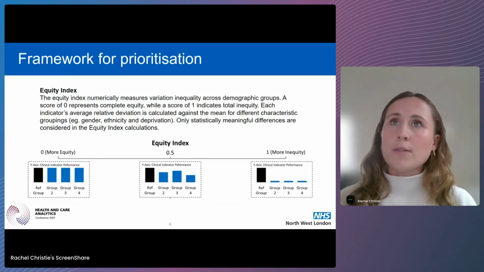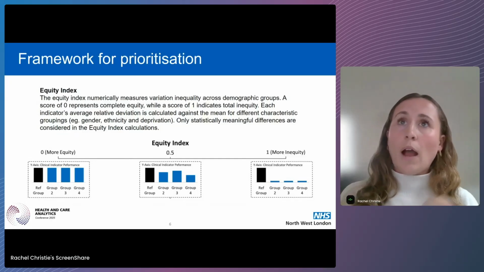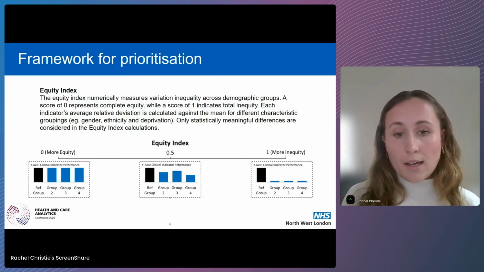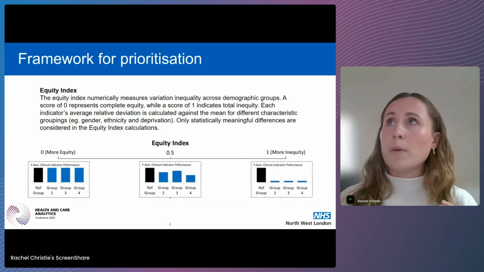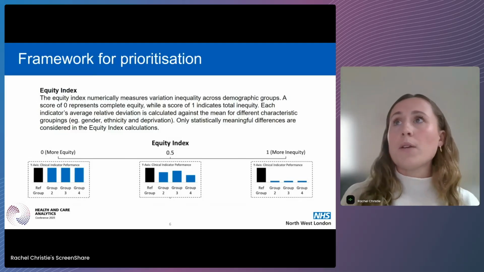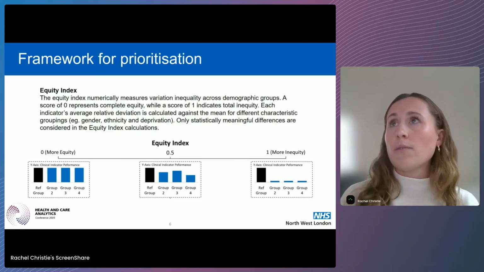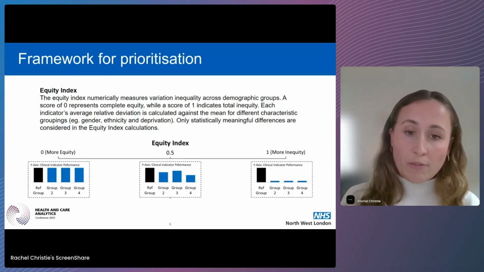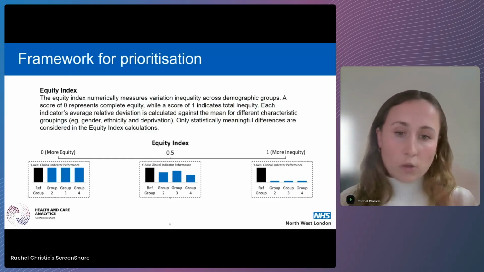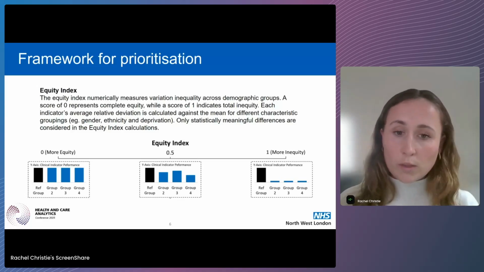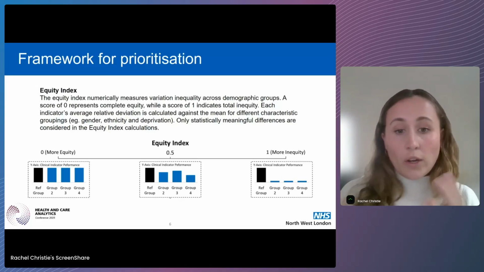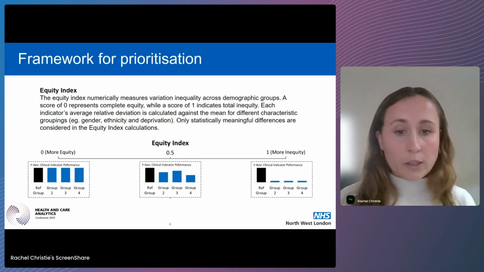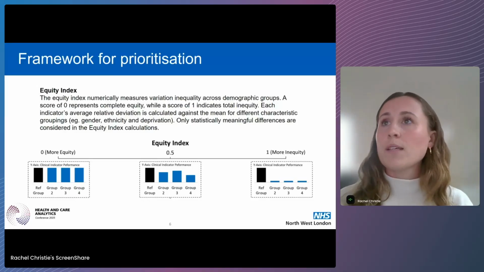And one of the ways that we've tried to do this, whilst also really highlighting inequalities, is develop a measure in North West London to basically numerically identify the variation in inequality across different demographic groups. So we can use this across different demographics, but across all different metrics, and understand, okay, where are our biggest inequalities? Where should we put our focus in for the next year?